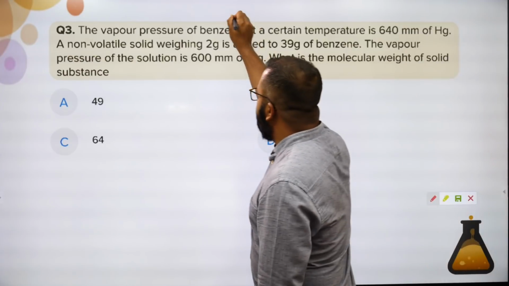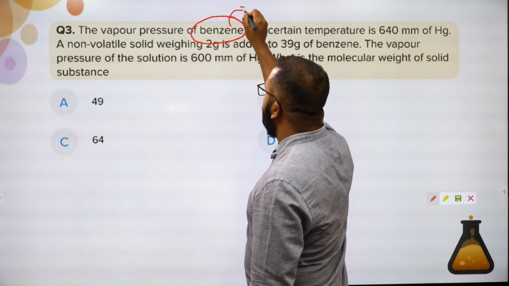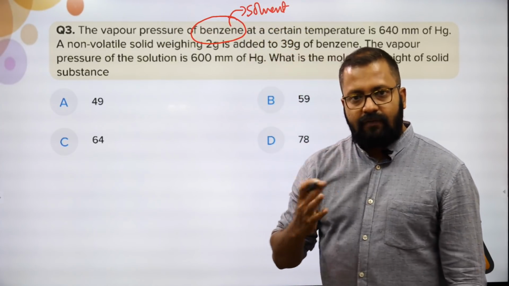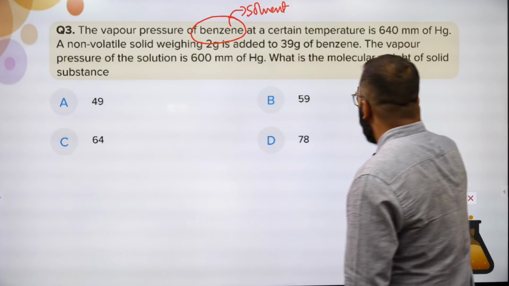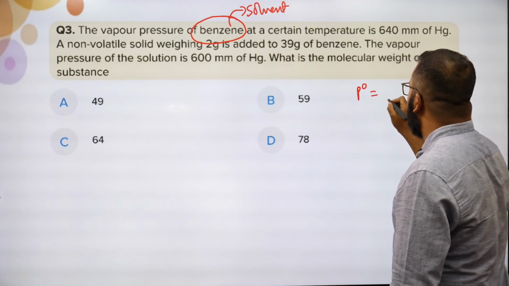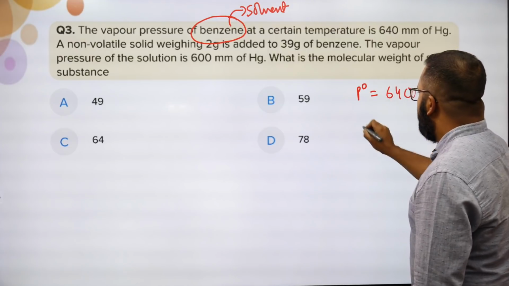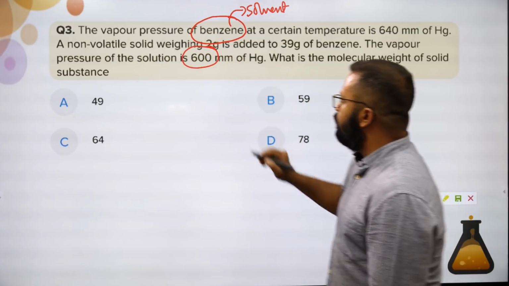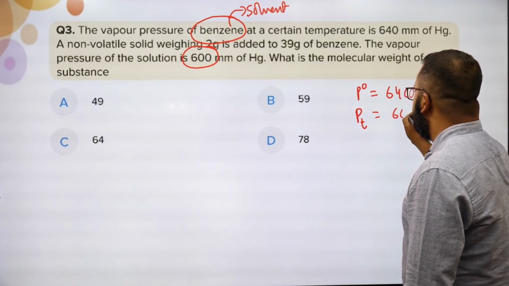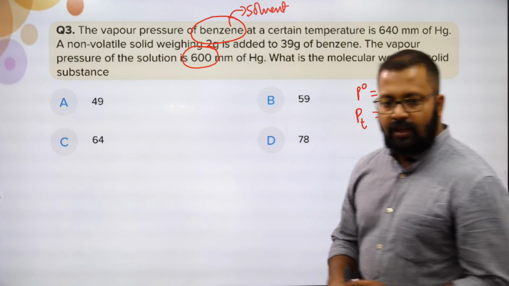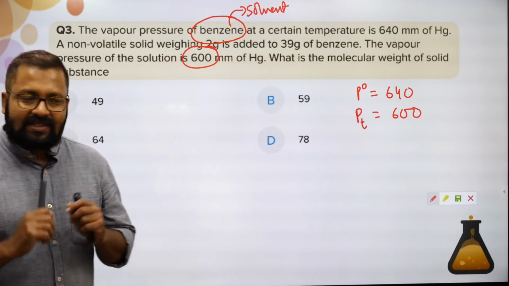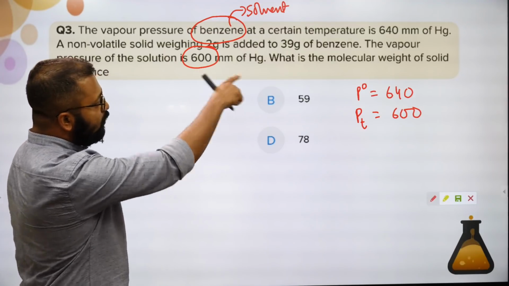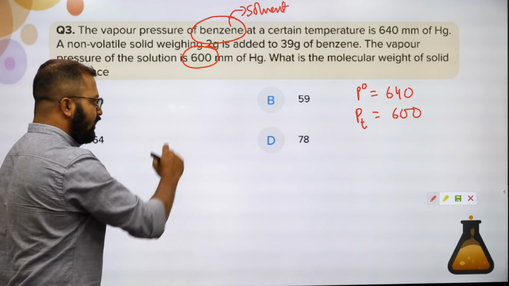It's given that vapor pressure of benzene. So benzene is your solvent. If this is your solvent, then P naught becomes equal to 640, and you see that the total pressure after adding solute becomes equal to 600. If it is 600, what you have to calculate? Molecular weight of solute. It is very easy.